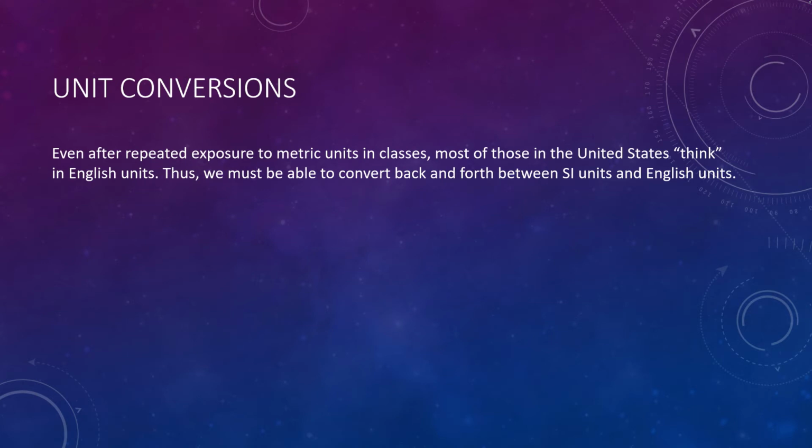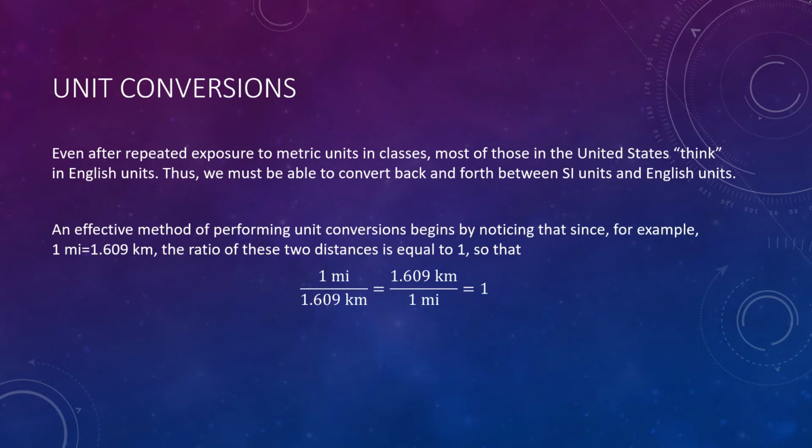And so, unfortunately, that means we have to convert between the two pretty commonly. And so the purpose of the rest of this lecture is to learn how to go about these unit conversions. To begin, we need to consider unit conversion factors. One way of performing a unit conversion is to notice that, as an example, 1 mile is 1.609 kilometers. Okay, so that's just a relation. By definition, 1 mile is 1.609 kilometers.